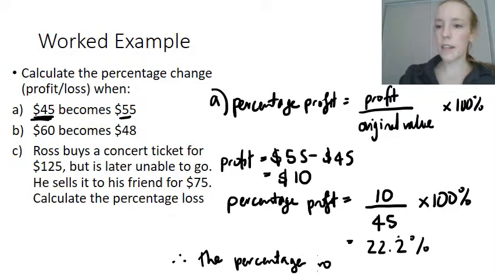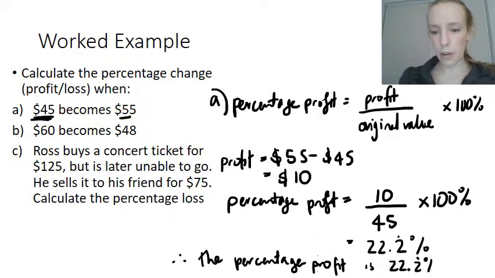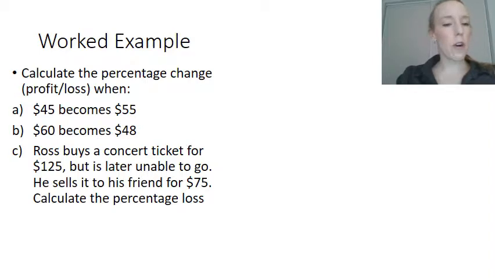Our percentage profit is 22.2 reoccurring. There we go. Okay, so then for B here, $60 becomes 48. So a bigger number becomes a smaller number. So now we're looking at a loss because it's decreasing.